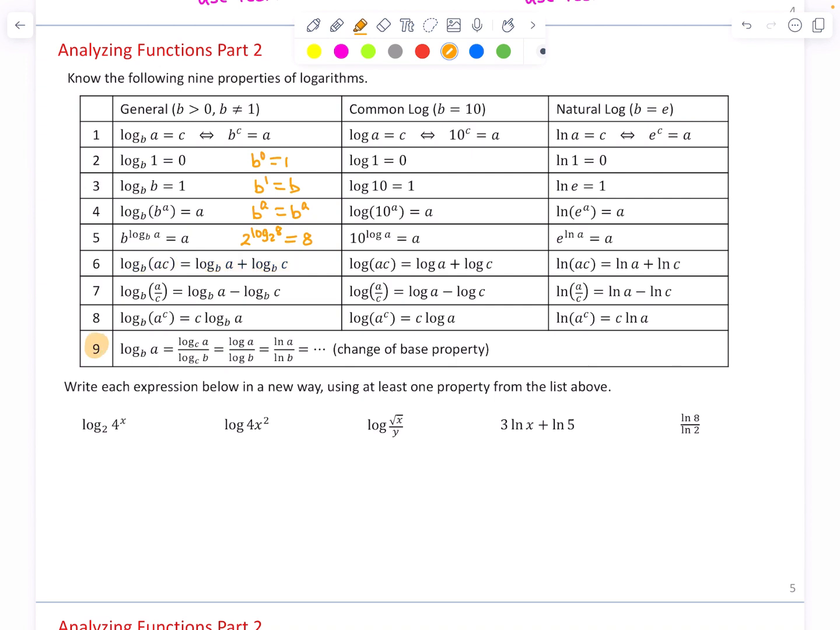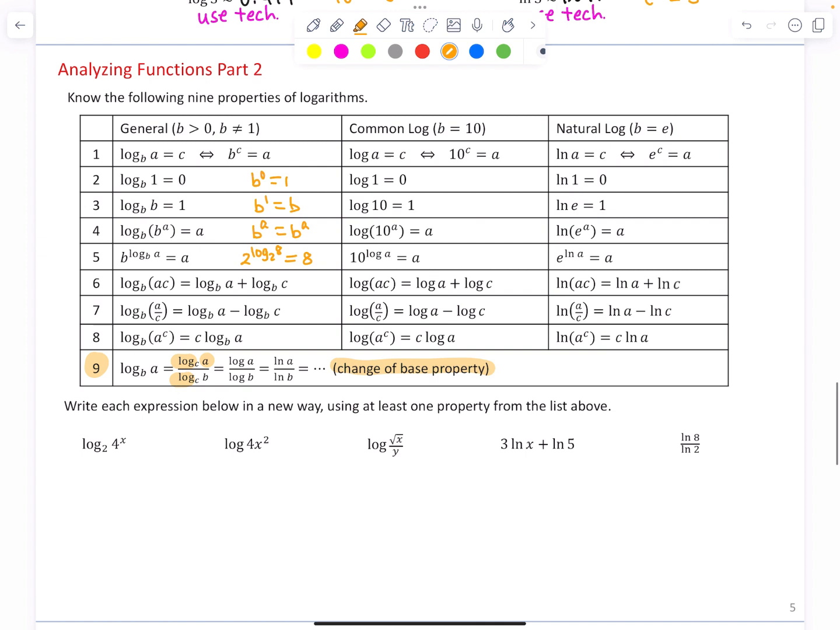And property 9 is called the change of base property. If you have a log base b of a, you can write this as a fraction of 2 logs, where the argument of the numerator matches the original argument. The argument of the denominator is what used to be the base of the original log, and then you get to choose these c's, any base you want as long as it's a positive base, not 1. So if you choose those c's to be 10, then you can write log base b of a as common log a over common log b.